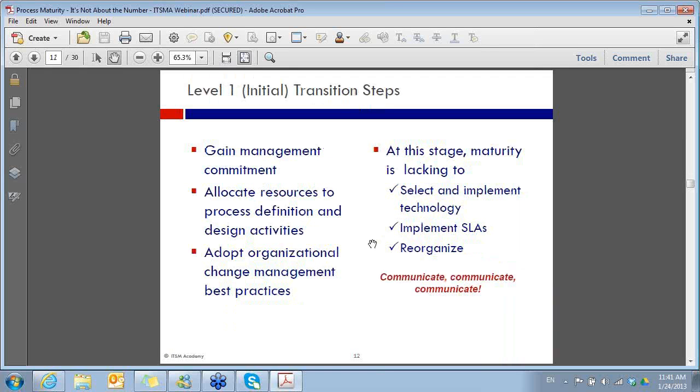So with level 1 maturity, in order to transition from level 1 to level 2, first of all, you just have to get management on board that this is important, that we do need, in fact, to put resources in place, and we need to help people understand how to define and design processes. And I want to take one quick moment here and distinguish between defining a process and designing a process, because it is a very important distinction.